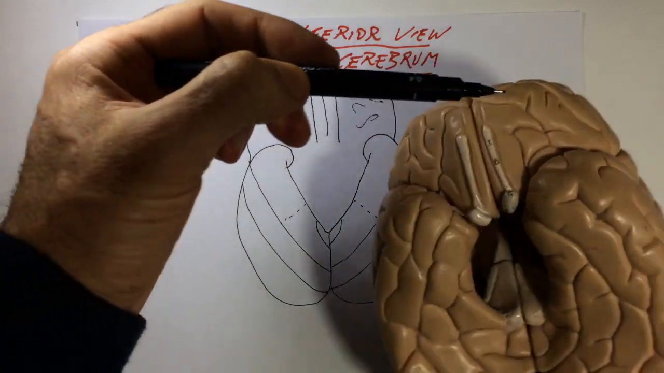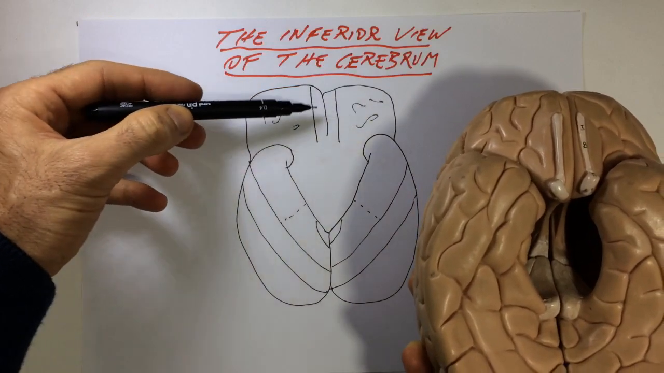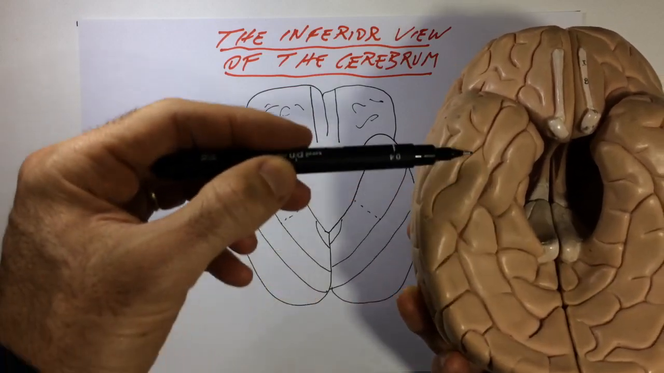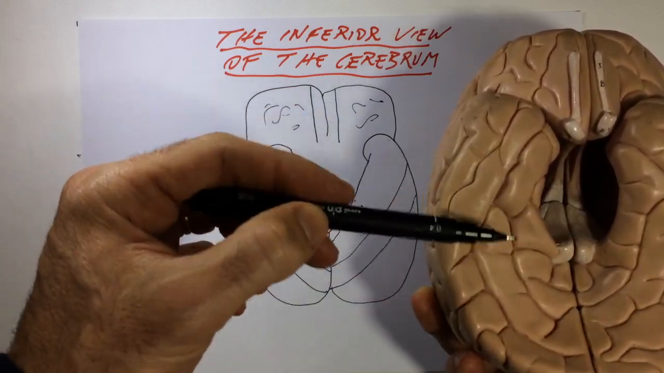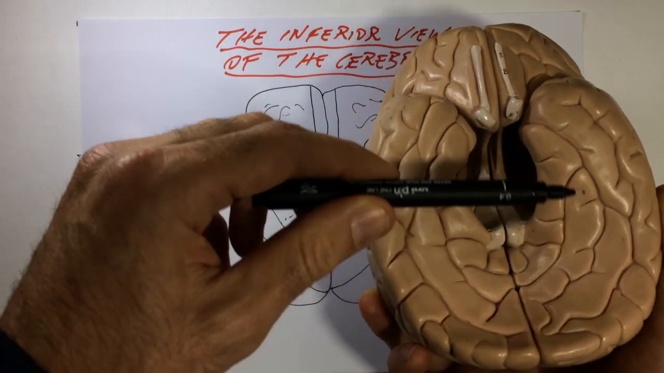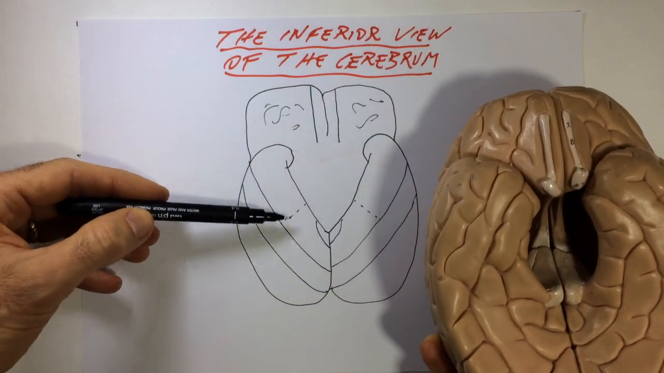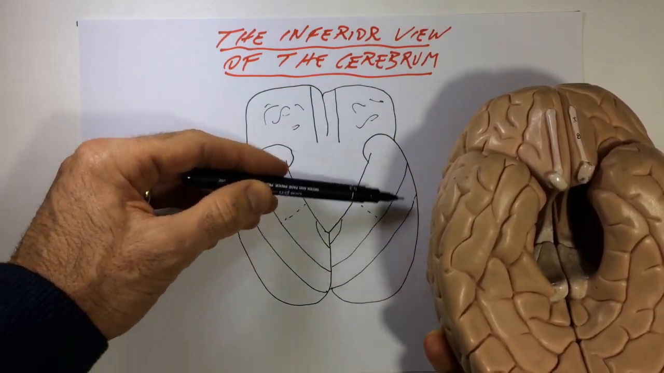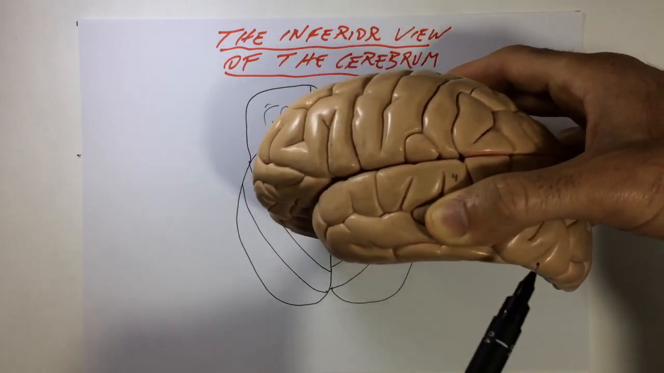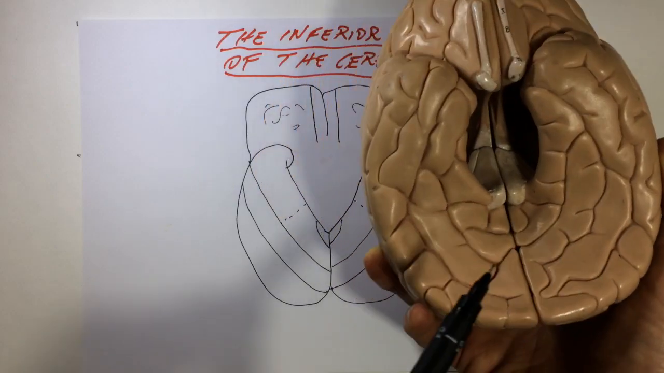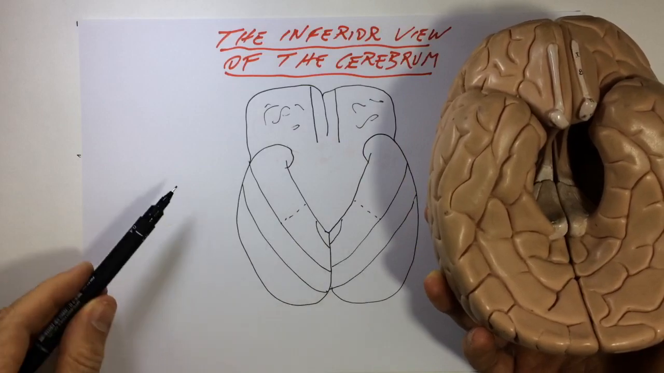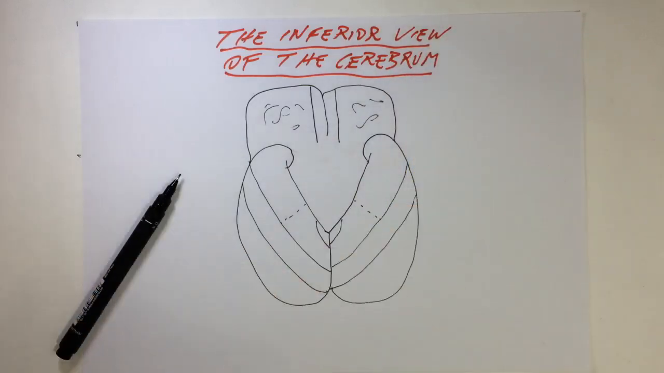So that would be the frontal lobe. On the sides of the brain, we can see the temporal lobe. So if we turn it around, that would be the temporal lobe. And here in the back, the occipital lobe. So that would be the occipital lobe. So that's pretty much what we're gonna do today.